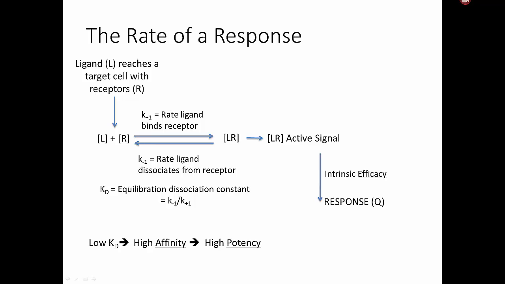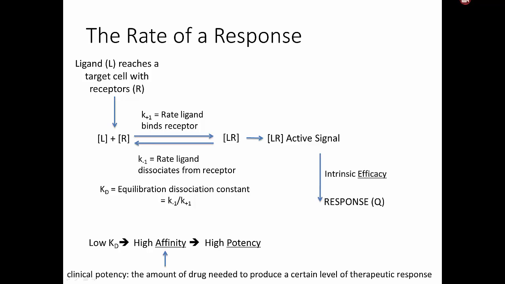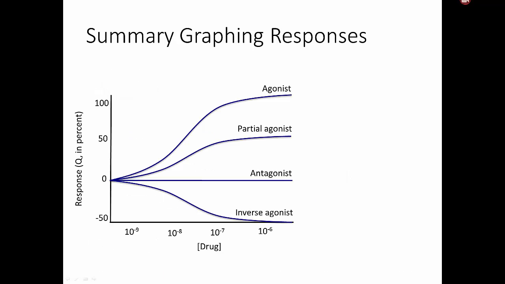A ligand's intrinsic efficacy describes how well a ligand triggers a response once a signal is initiated. In terms of therapeutic drugs, the clinical potency reflects the amount of drug needed to produce a certain level of therapeutic response. The affinity of a drug for a receptor is the principal determinant of clinical potency. The intrinsic efficacy reflects the greatest clinical response attainable with a drug at any dose. Drugs can be very potent to a receptor but have low intrinsic efficacy.